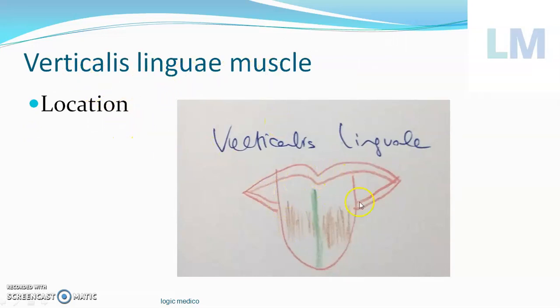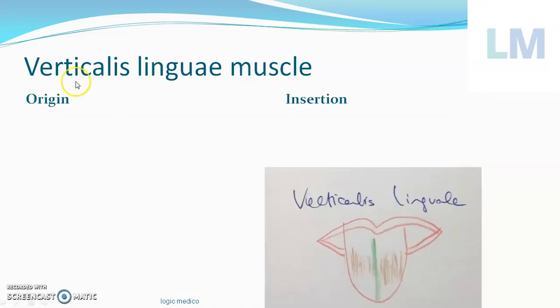Its location: it is an intrinsic muscle, so it is present within the tongue. So coming to the origin and insertion. Origin, where it starts from; insertion, where it ends.